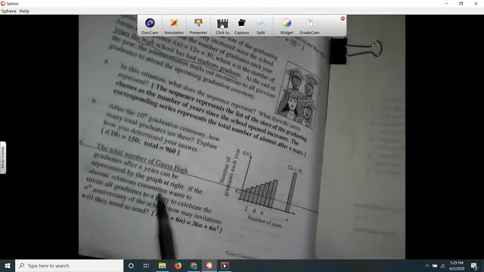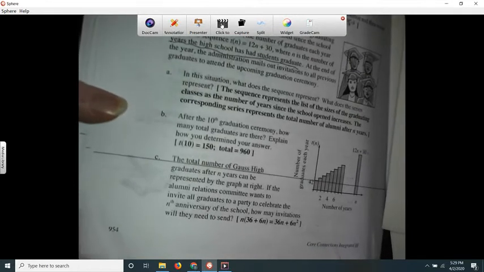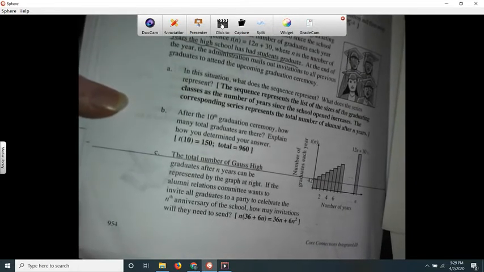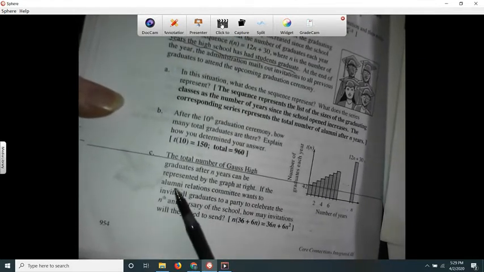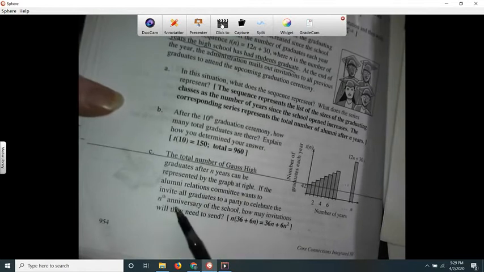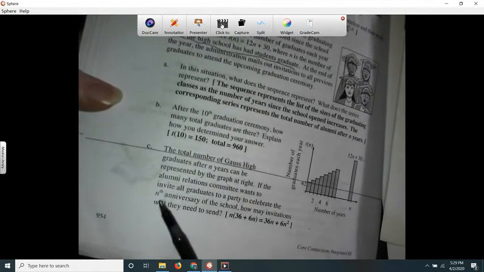So the question was asked about letter C. It asks you a couple of questions here, and letter C is what we're interested in. Letter C says the number of graduates after n years can be represented by this graph at the right. If the Alumni Relations Committee wants to invite all graduates to a party to celebrate the nth anniversary of the school, how many invitations will they need to send?